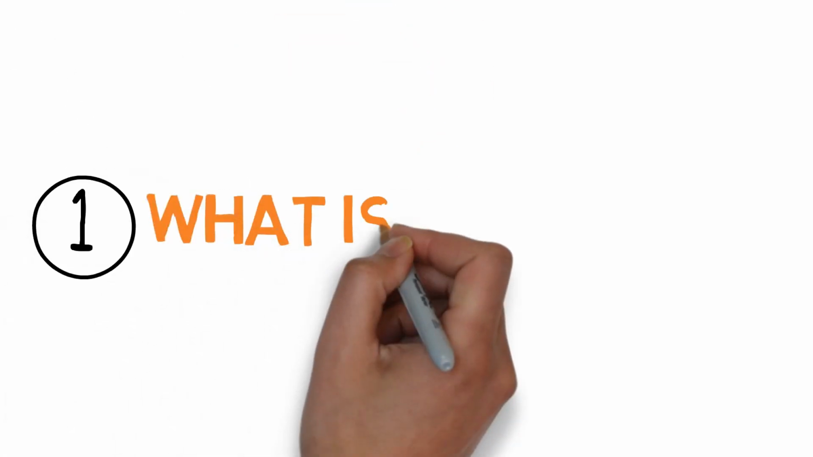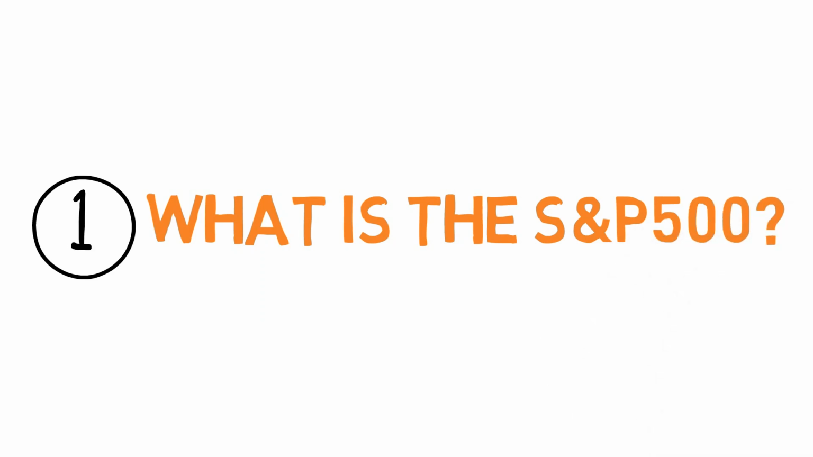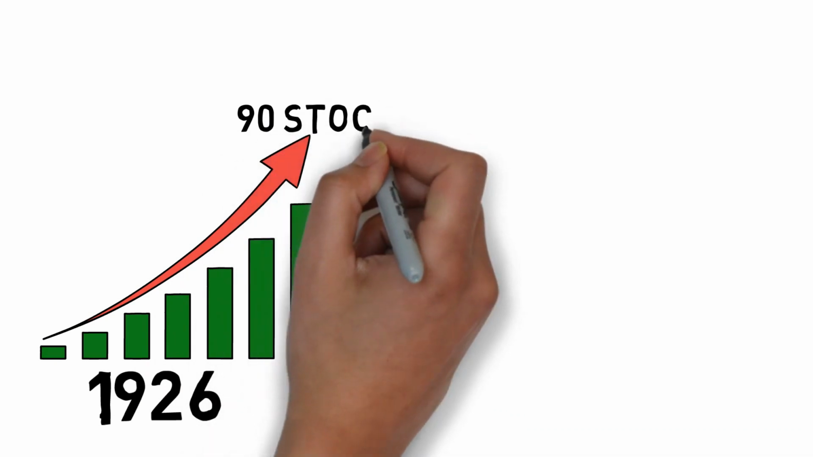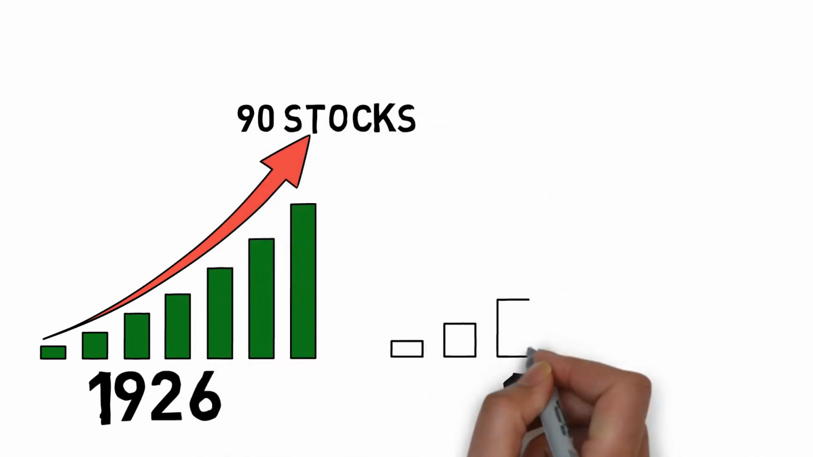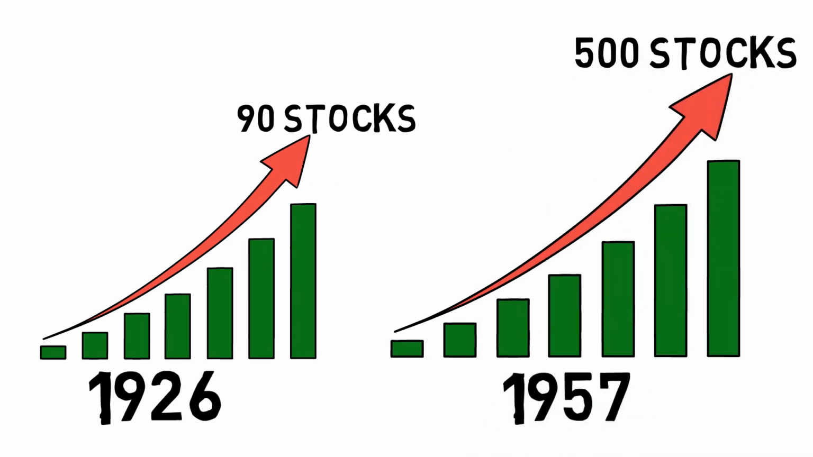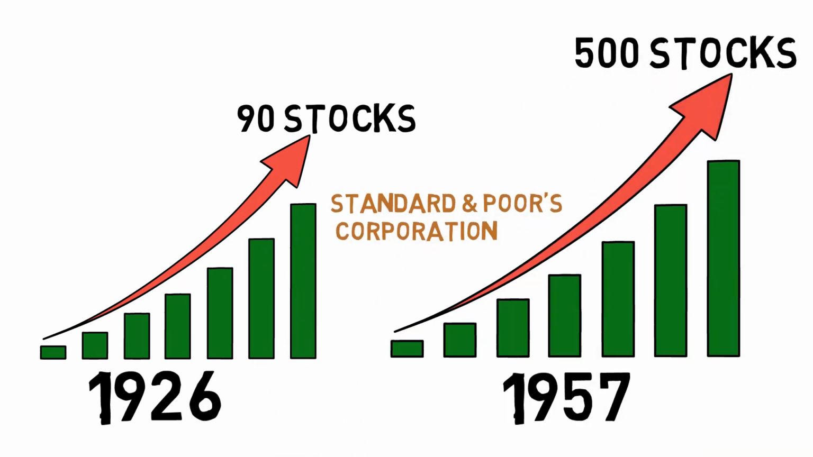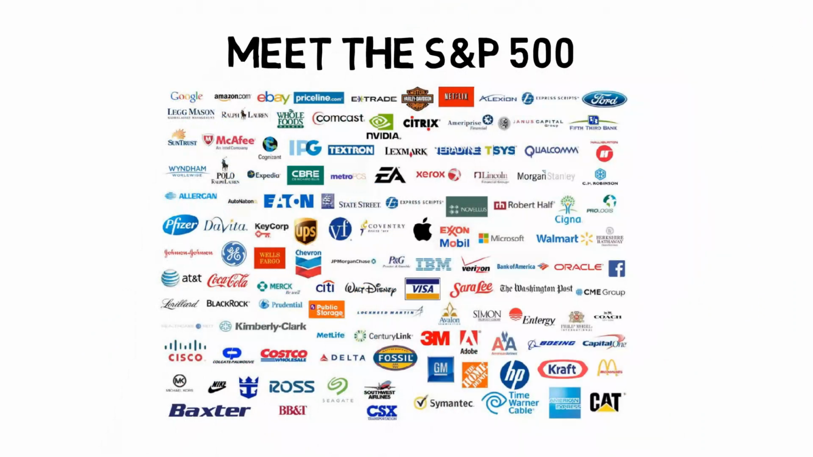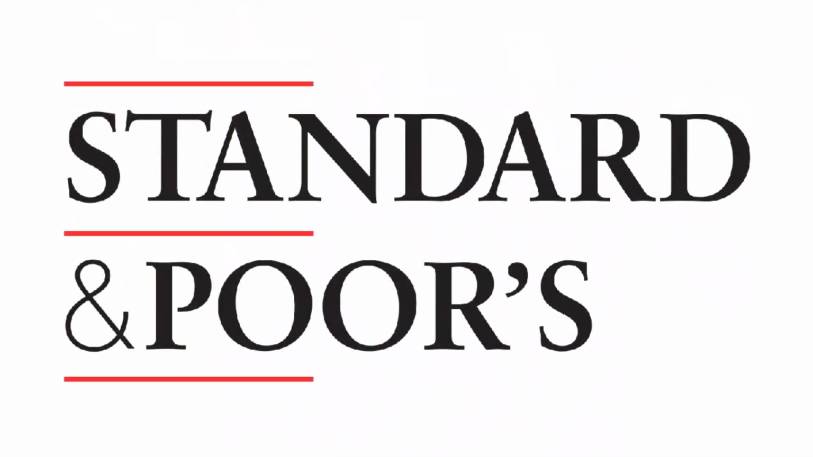Number 1. What is the S&P 500? Interestingly, the S&P 500 index didn't start with that name. It was initially called the Composite Index. It started all the way back in 1926, trading 90 stocks, and by 1957 it grew to 500 stocks. When it grew to 500 stocks, the Composite Index sponsor, the Standard & Poor's Corporation, declared the index after its name. And because it has 500 companies listed within its index, that's why it's called the Standard & Poor 500 Index, or in short, the S&P 500.